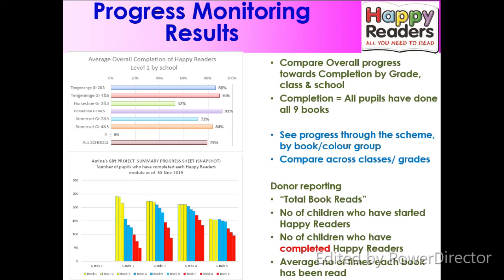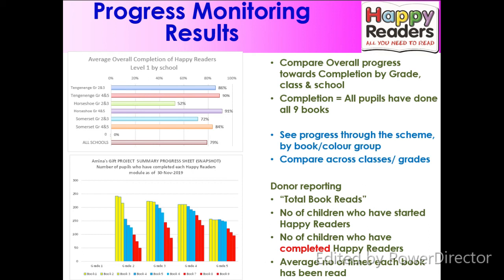We'll look at some of the results we get, some of the charts we can do. We can compare overall progress towards completion by grade, class, and school. Remember, completion is all pupils have done all 9 books. And we see a bar chart there that shows some of the classes are 80 to 90% complete, but there's 1 or 2 that are 50% complete, falling behind, 1 at 72%, and overall we're at 80% completion. So we can see a comparison between classes and even between schools.